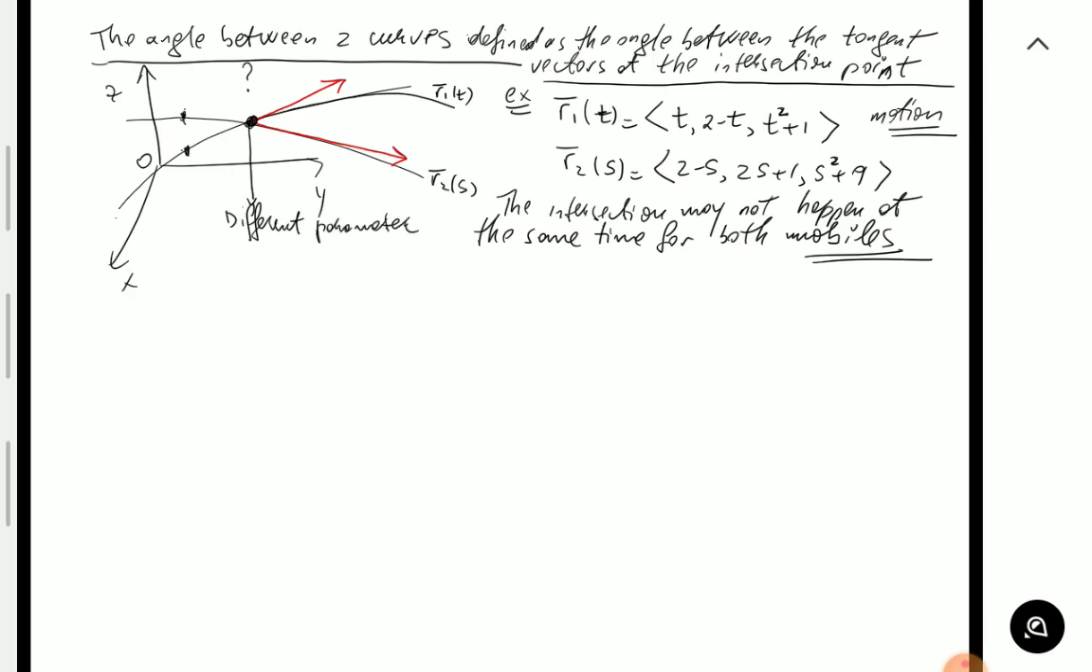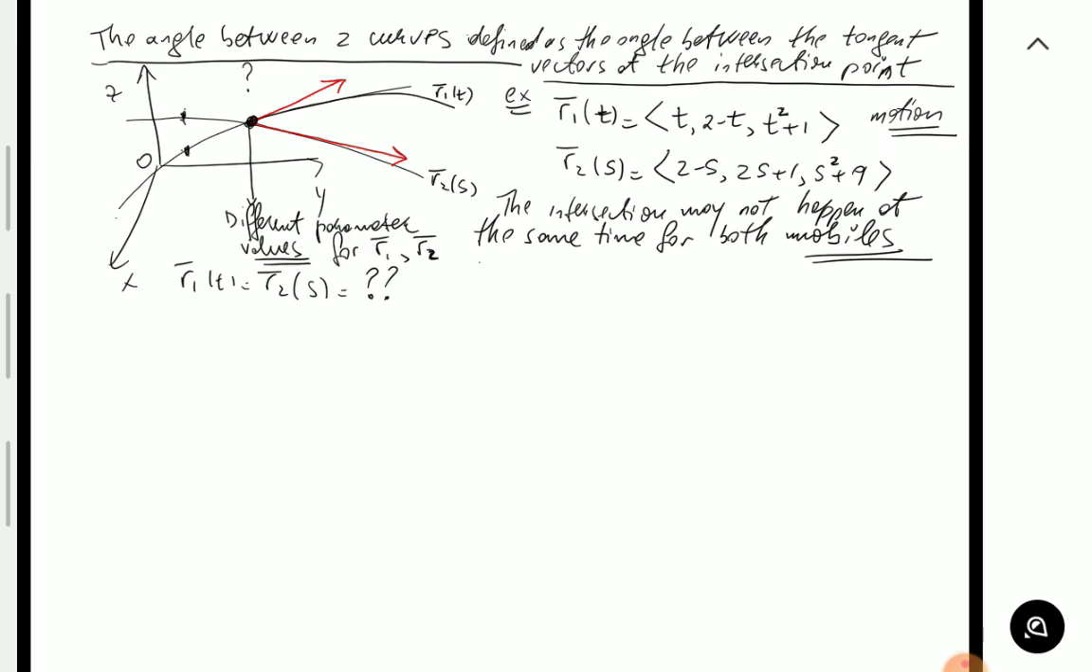Although it's the same geometric point, the parameter values for R1 and R2 are different. And we can convince ourselves immediately that that's the case. How do we find an intersection point? Well, we're going to set the two vectors equal to each other to see if they intersect at a given point, right?